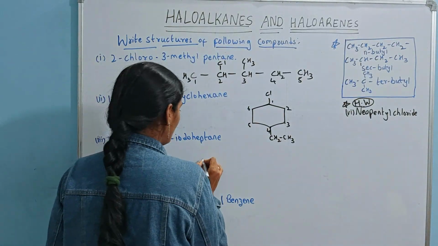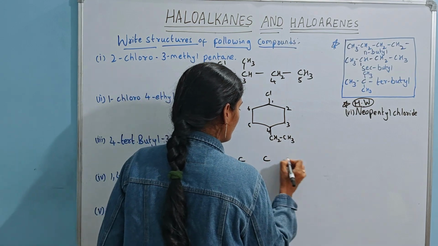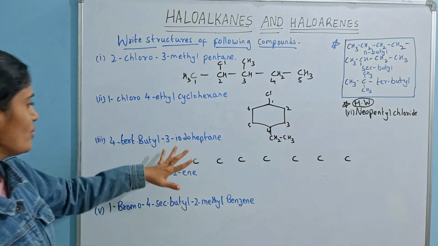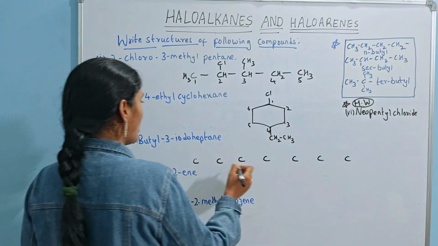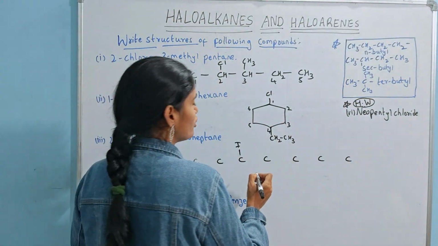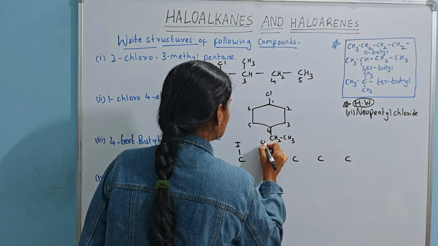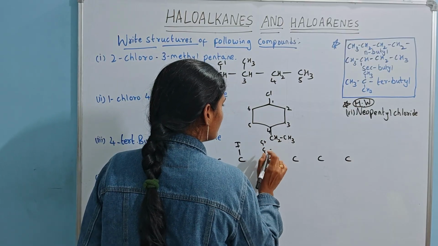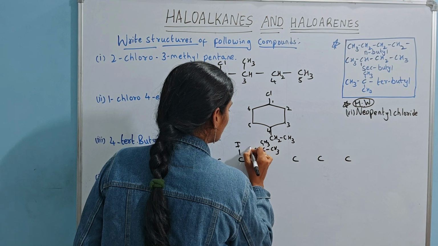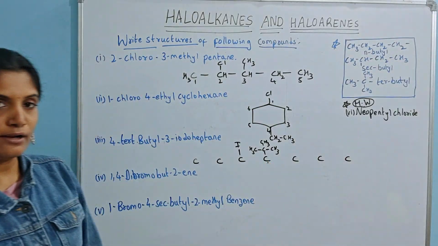Heptane, if it is heptane, how many carbons should I have? I should be having 7. 1, 2, 3, 4, 5, 6, 7. Now let me put the substituents. At the third carbon I should have iodo, so I'll keep iodo here. At the fourth carbon I should be having my tertiary butyl. So I will keep my tertiary butyl group over here. I will just attach it so that it is easy for you. CH3. This is my tertiary butyl. I have attached the tertiary butyl group over here.